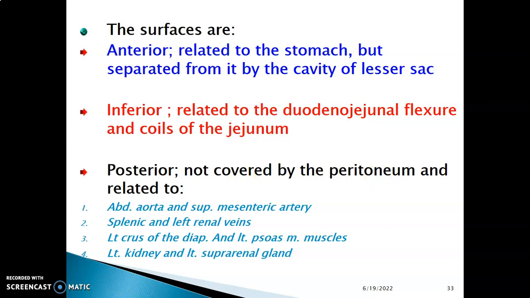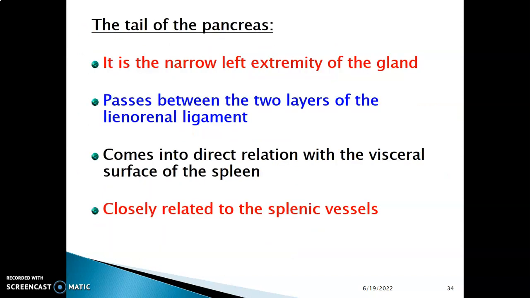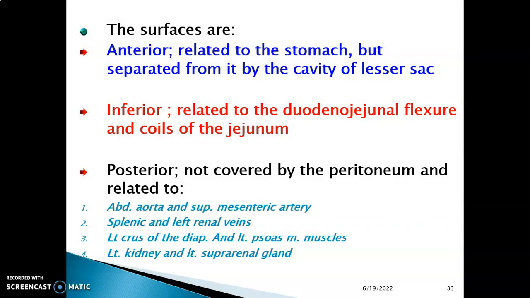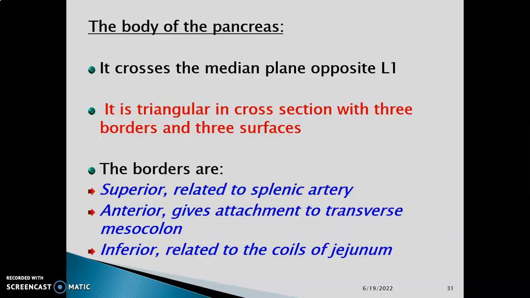What structures are located posterior to the pancreas? You have the aorta and the superior mesenteric artery originating from it, the splenic and left renal veins, the left crus of the diaphragm and psoas major muscle, and the left kidney and left suprarenal gland on its superior pole. So those are the posterior relations of the pancreas, and those are the details regarding the body of the pancreas.